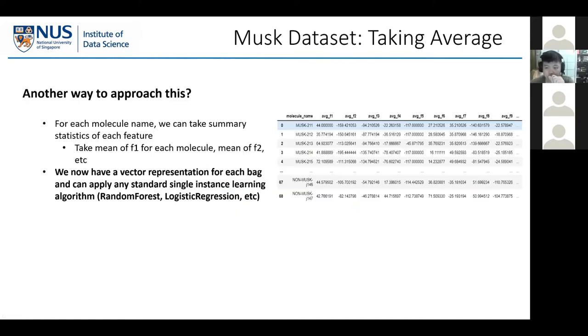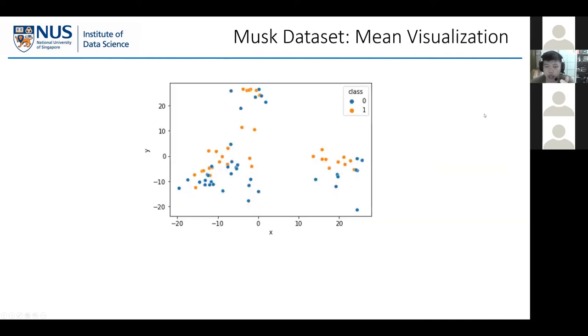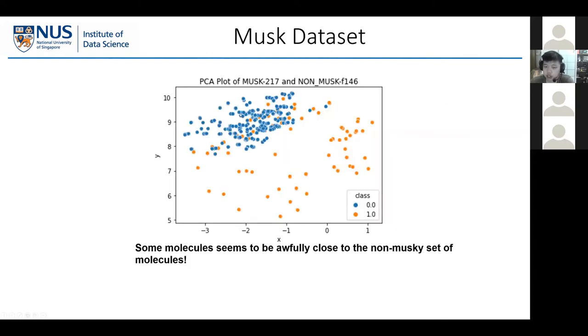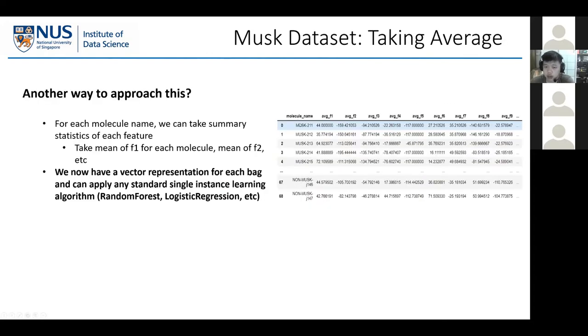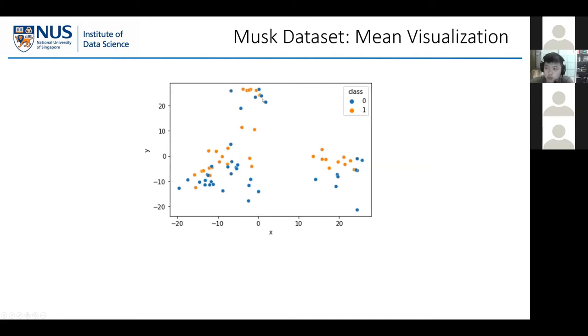Now let us try to do PCA visualization again on this table. After we have summarized the features, we can apply PCA again. But now our plot is different. If you remember this plot here, each of these points was an instance. But now, because we have averaged the features for each of the bags, we have one point to describe the bag.